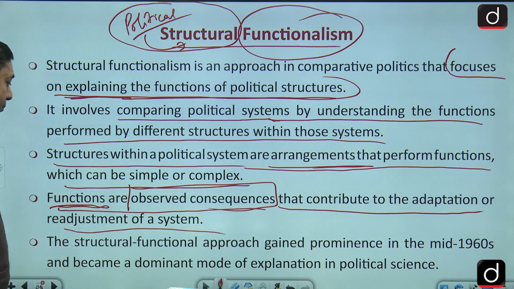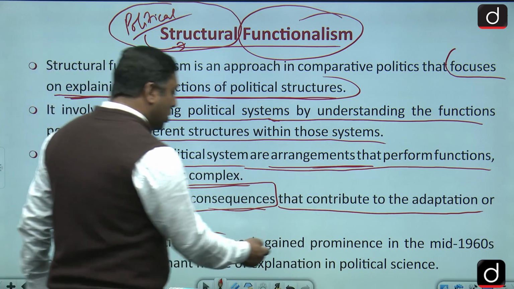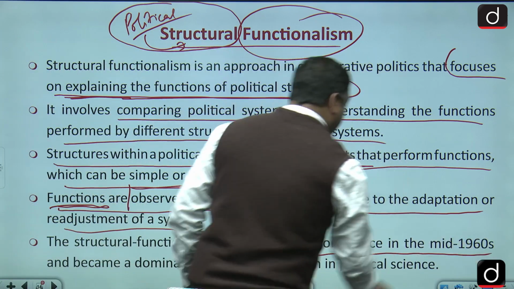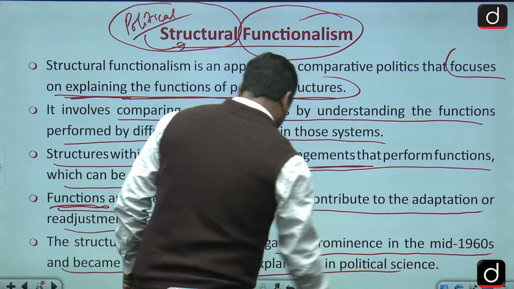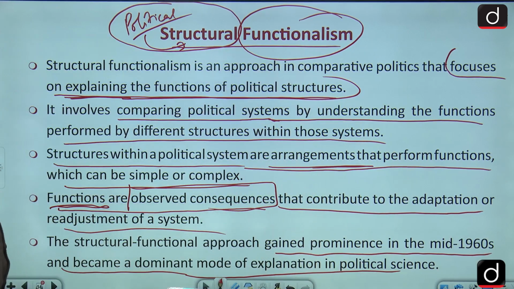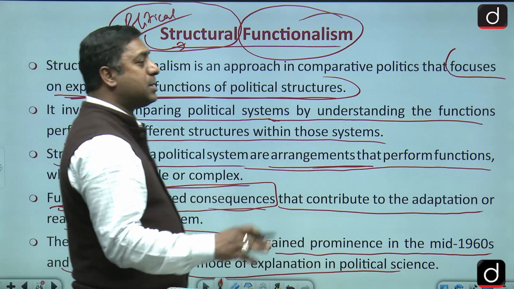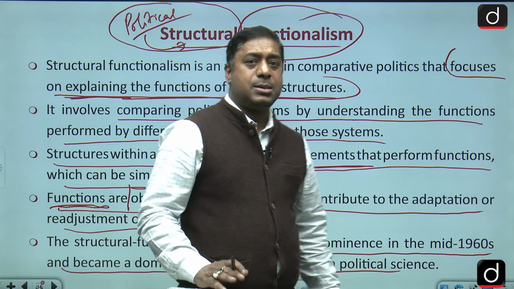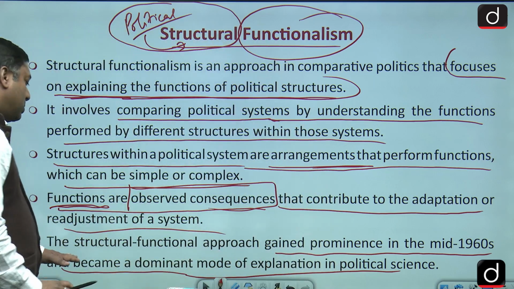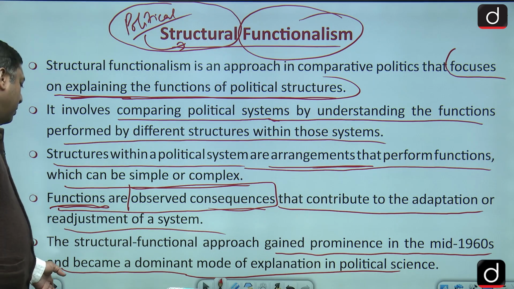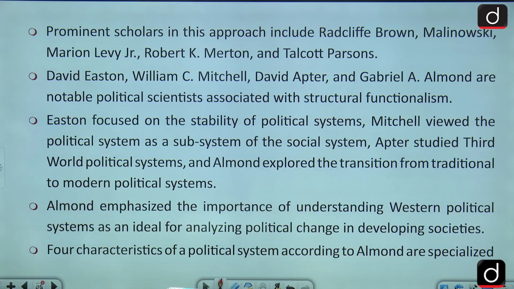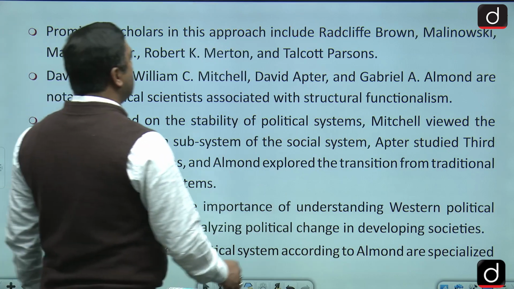Last क्या बोलते हैं कि structural functional approach gained prominence in the mid 1960s and became a dominant mode of explanation in political science. That means mid 1960s के बाद this very structural functional approach gained prominence. Okay. And who were the prominent scholars of this approach?